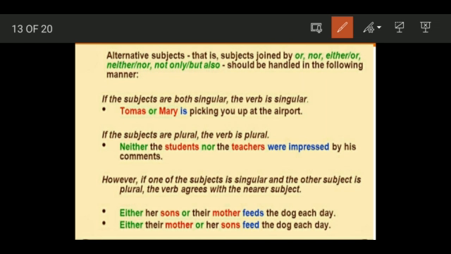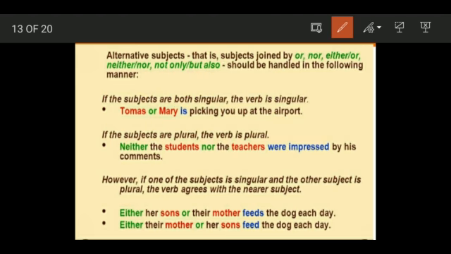For example, again we see that in the subject they are not using and, they are using or. Thomas or Mary. Since or is used, that means we are talking about only one person, either Thomas or Mary. So when we are talking of a singular subject, we will have the singular verb is picking. We will not say Thomas or Mary are picking.